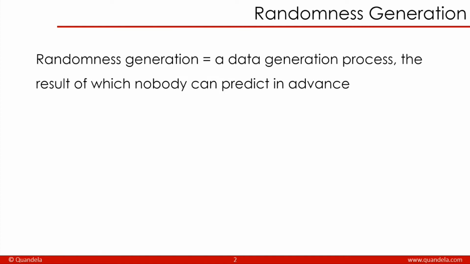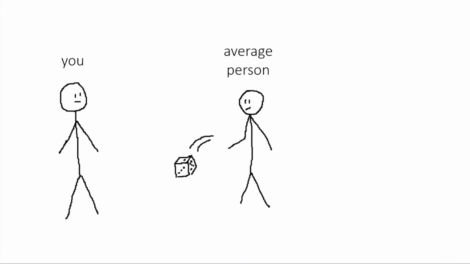One tricky part about this definition is the nobody part. To be sure that nobody, with any knowledge or means or capabilities, can predict the outcome in advance. To illustrate why this is a real problem in randomness generation, I'm going to show you some drawings, some small pictures. Imagine this little situation where you and some average person, maybe you made a bet, need a random number to take some decision.